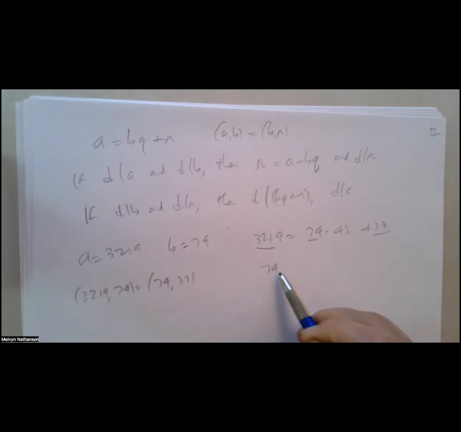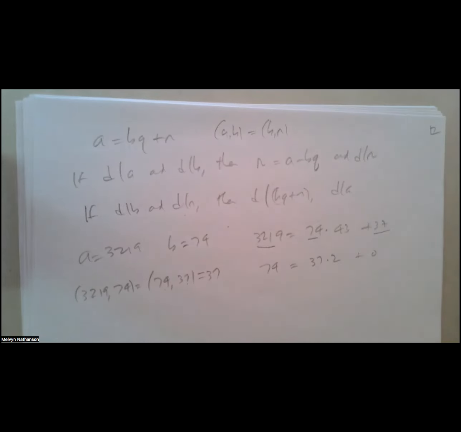But 74, if I divide it by 37, actually, that's interesting. It's 2 and a remainder of 0. Which means 37 divides 74. So the greatest common divisor of 37 and 74 is 37. Wow. So just from one or two steps in this process of doing long division, I found the greatest common divisor.